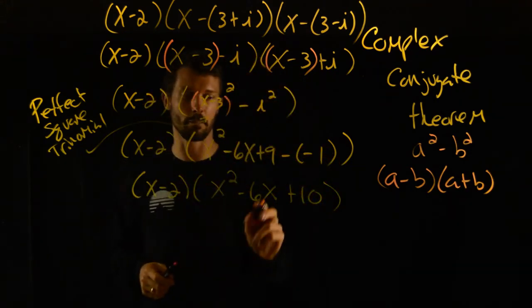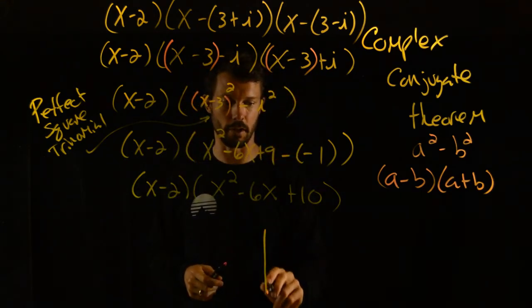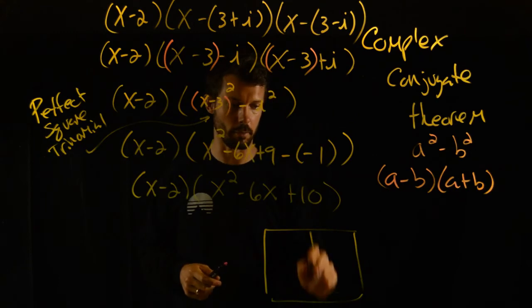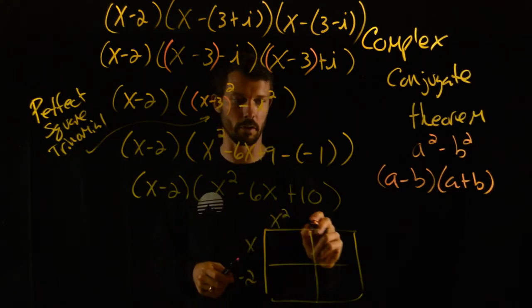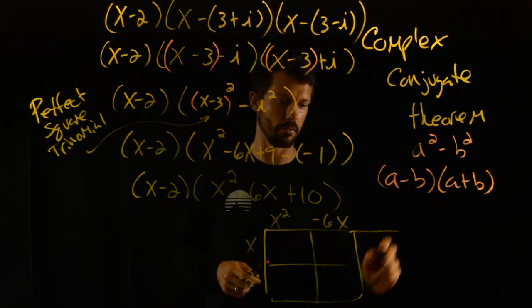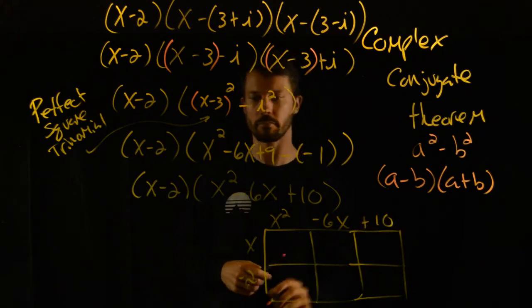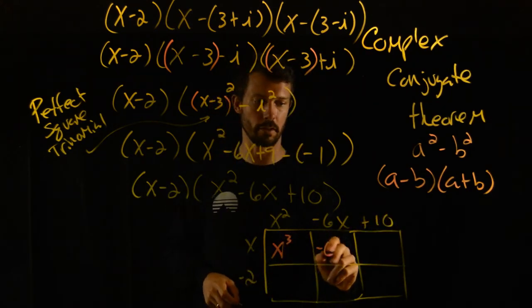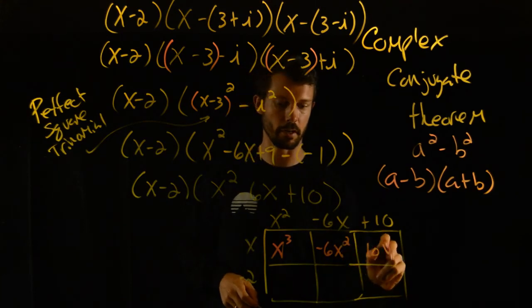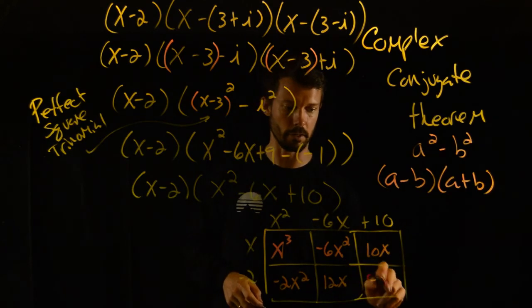What I have to do is simplify this down. I just want to make sure I don't run out of camera space, and I'll put it right here, and then x minus 2, x squared minus 6x. Forgot my last box, sorry about that. This would be plus 10. So we have x cubed minus 6x squared plus 10x, negative 2x squared, plus 12x minus 20.